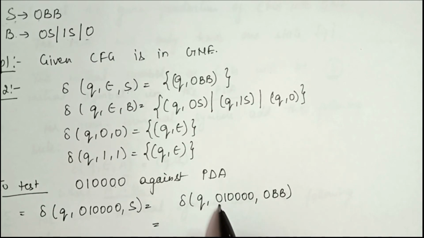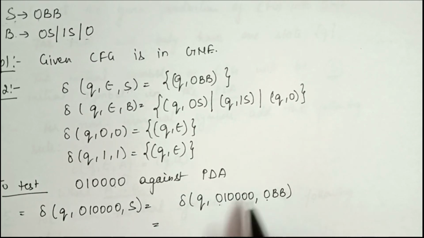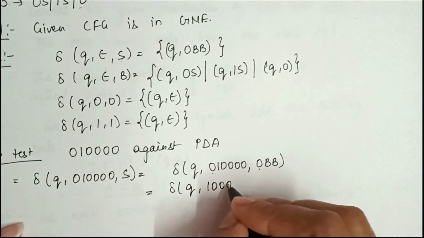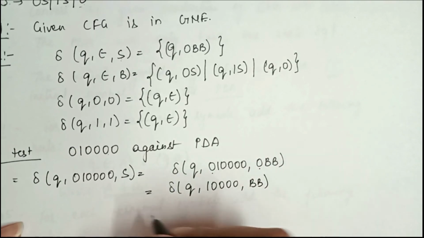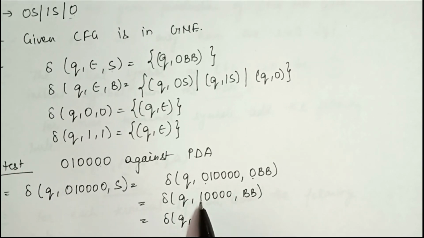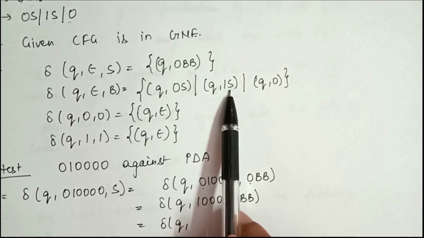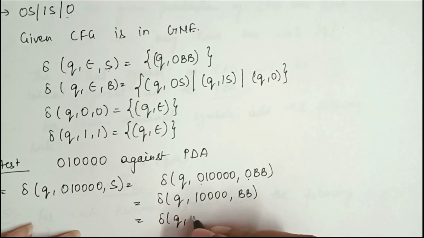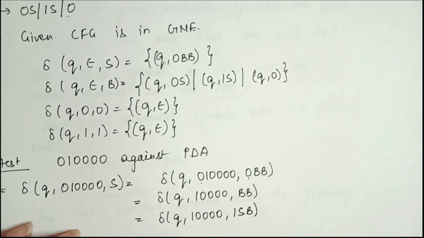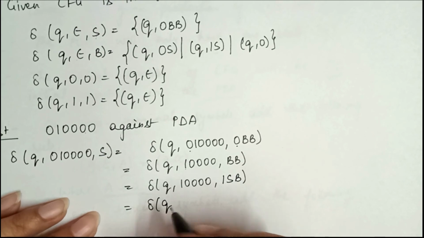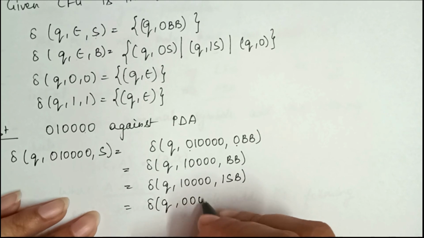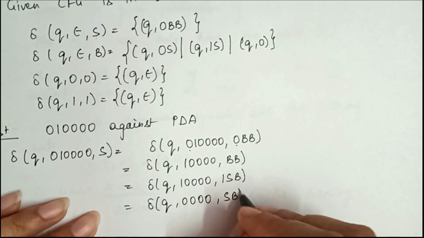Now the top of the input is 0 and the top of the stack is 0, so this 0 will pop out and the remaining string becomes 1 2 3 4 B B. Then for this B, the input symbol is 1, so for B we have the choice Q comma 1S. So we substitute the value of B as 1S, and the other B remains as it is. Now the input symbol is 1 and the top of the stack is 1, so this 1 will pop out and the remaining string becomes 4 times 0 SB.